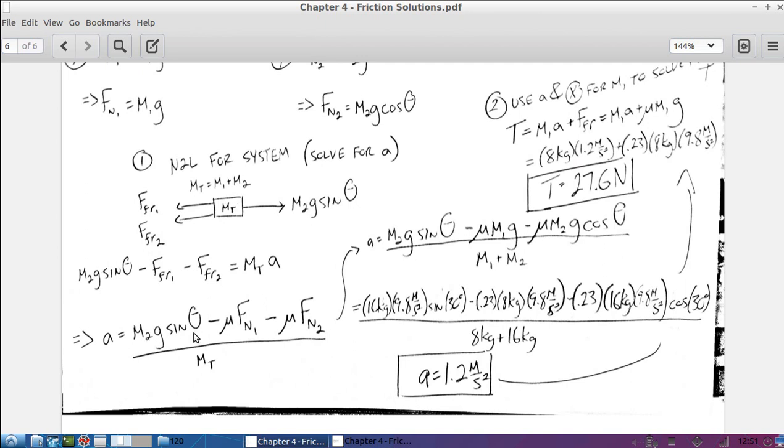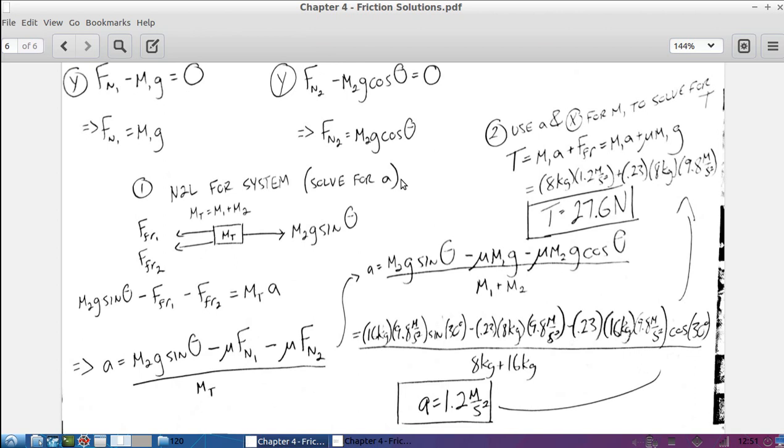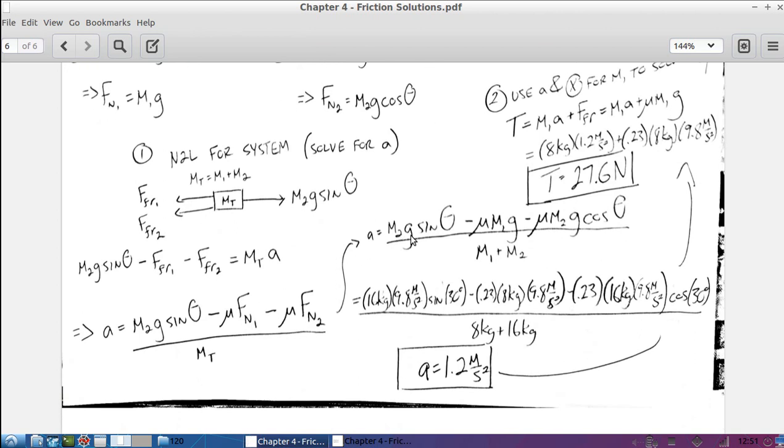So the acceleration is m2g sine theta minus mu times the normal force on m1 minus mu times the normal force on m2. Those are my frictional forces, all divided by the total mass of the system. I've got my two expressions for normal forces here, m1g and m2g cosine theta, and I'm substituting these in. Plug everything in, and if my calculations are correct, I've got an acceleration which is positive 1.2 meters per second squared.